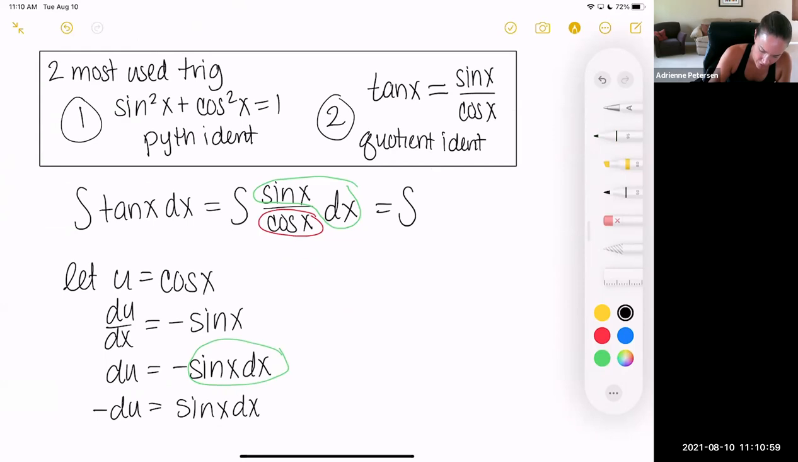So now inside our integral, we have 1 over u. And then that sine of x dx is equal to negative du. I'm going to go ahead and just move my negative onto the front of the integral. So now we know that the antiderivative of 1 over u is ln of the absolute value of u plus c. Last step, we put u back in.